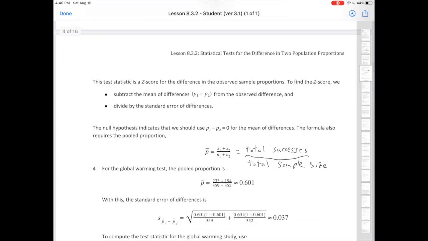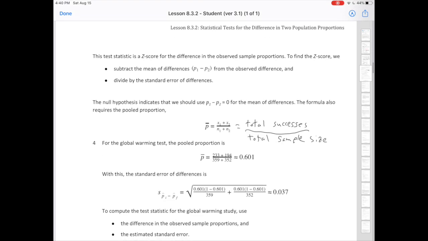All right, so they actually calculate this for us. Remember, there were 233 and 194 successes. So you add those two numbers up, and then the bottom is 359 plus 352. You add those up, and then you divide them, and you get 0.601. Please make sure that you try this in your calculator and that you understand how to get that.